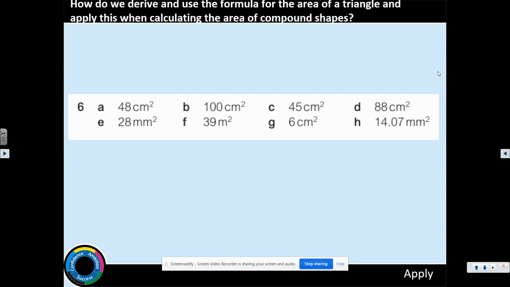Okay. In the assignment, you also have an extra pack to do with answers provided. So can you also complete those now? And then that's the end of this particular part of the lesson.